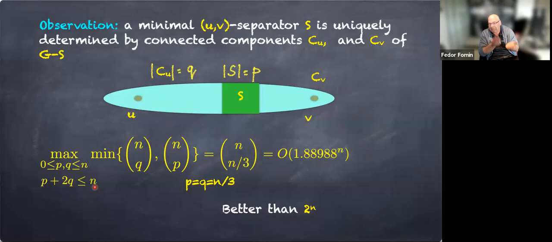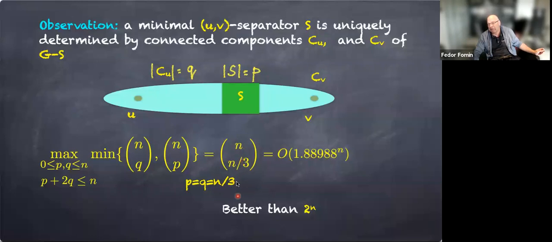If you play a little bit with these numbers, it's not always easy to see what's happening here because it's a non-convex function. But just believe me that the maximum of this function is reached when P and Q are equal, and they are equal to n over 3 because of this condition. And then this value is equal to n choose n over 3.